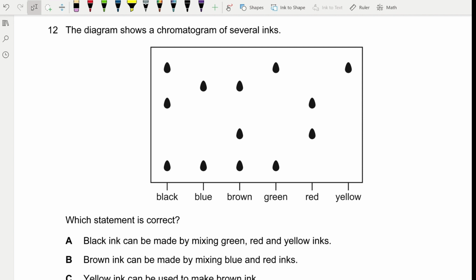Question 12. The diagram shows a chromatogram of several inks. Which statement is correct? Statement A. Black ink can be made by mixing green, red, and yellow inks. So what do we have here?